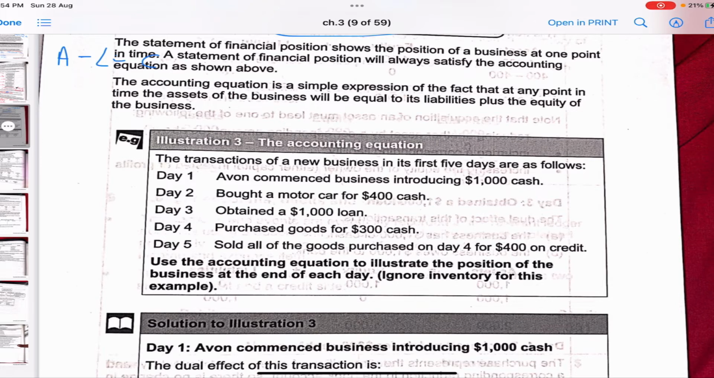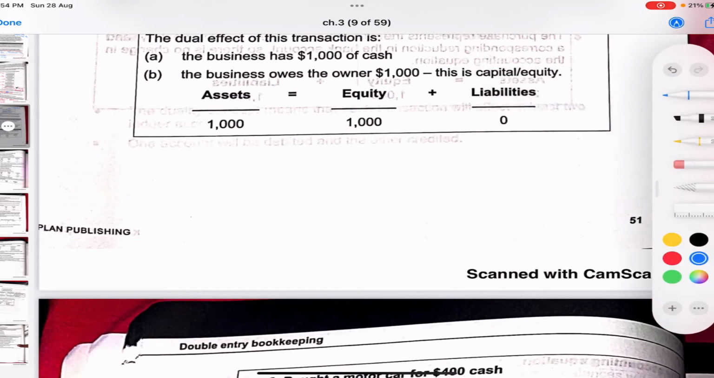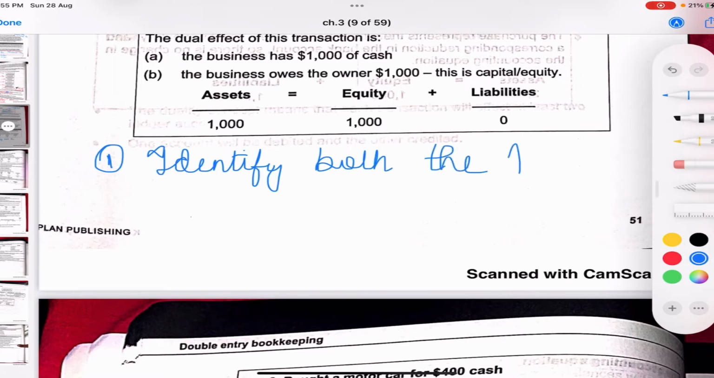So the first thing we need to do is identify... Okay, I'll tell you. I'm taking some steps for this. How do you solve an accounting equation question? The first thing you need to do is identify both the accounts in the question. When you identify both the accounts, it gets easier.